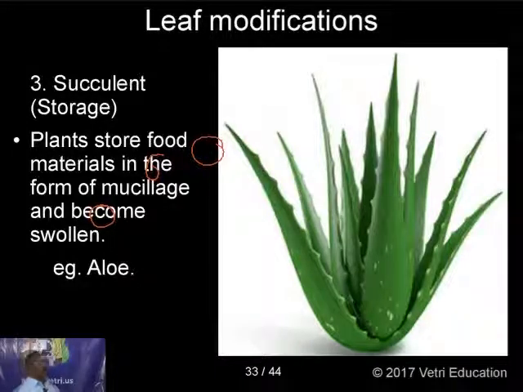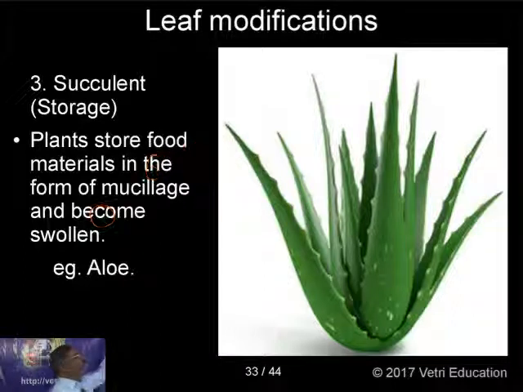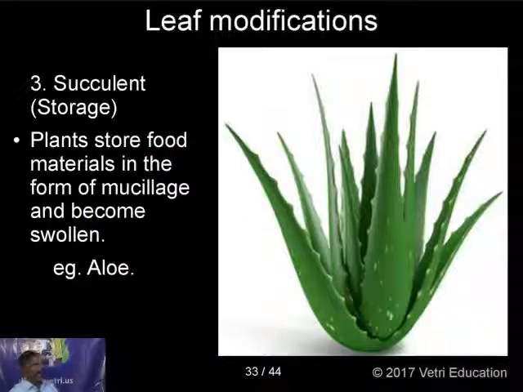Next, succulent plants. Sometimes some leaves store food material in the form of mucilaginous structure and they become swollen. You can find this in aloe vera, called succulent leaves. So leaves are modified into a swollen structure to store food material, etc., and become bulky. Those are called succulents.